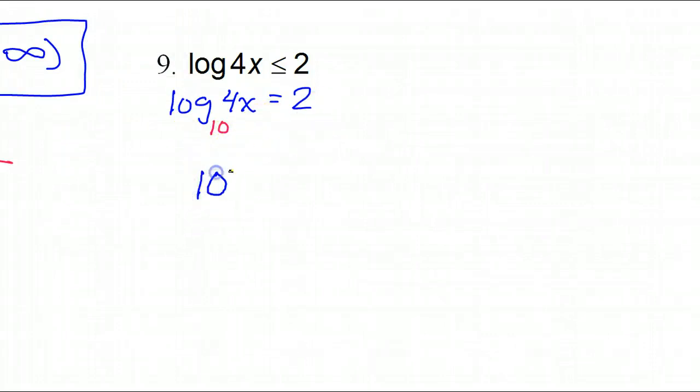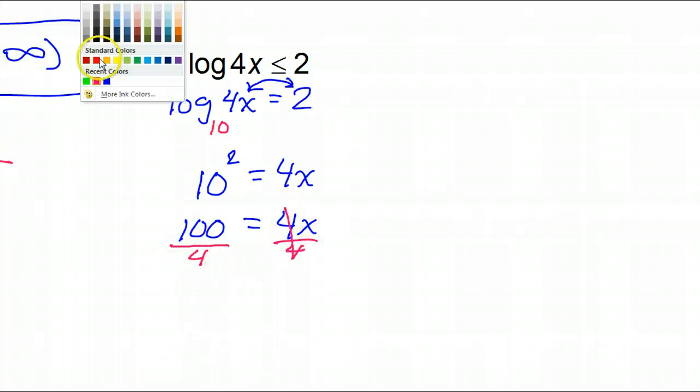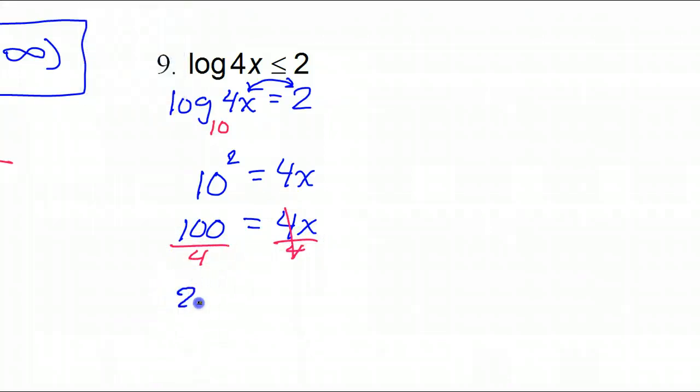So I am going to rewrite this in exponent form to help me solve it. So start with your base. These two will change sides. So I'll have 10 squared is equal to 4x. So that is 100 equals 4x. And then I divide by 4. So that is going to give me 25 is equal to x. That is my critical value.